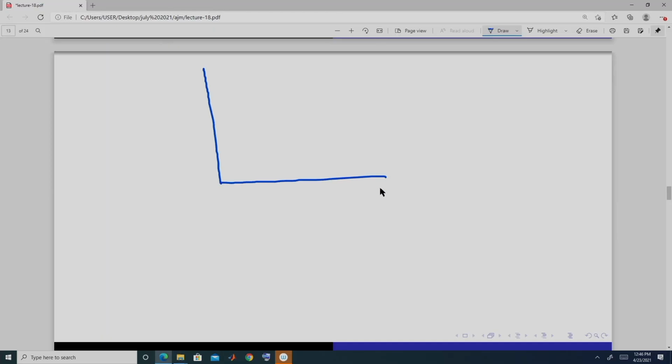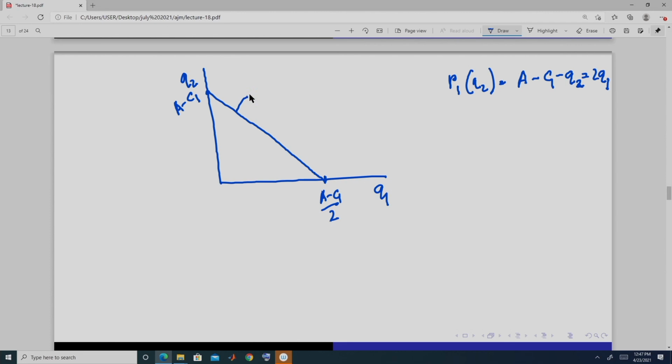So, we will use the reaction function. The reaction function of firm 1 is this. So, when output is 0, Q2 is here, it is this, right. And when Q2 is 0, Q1 is here, and this is a straight line. So, this is the reaction function of firm 1.